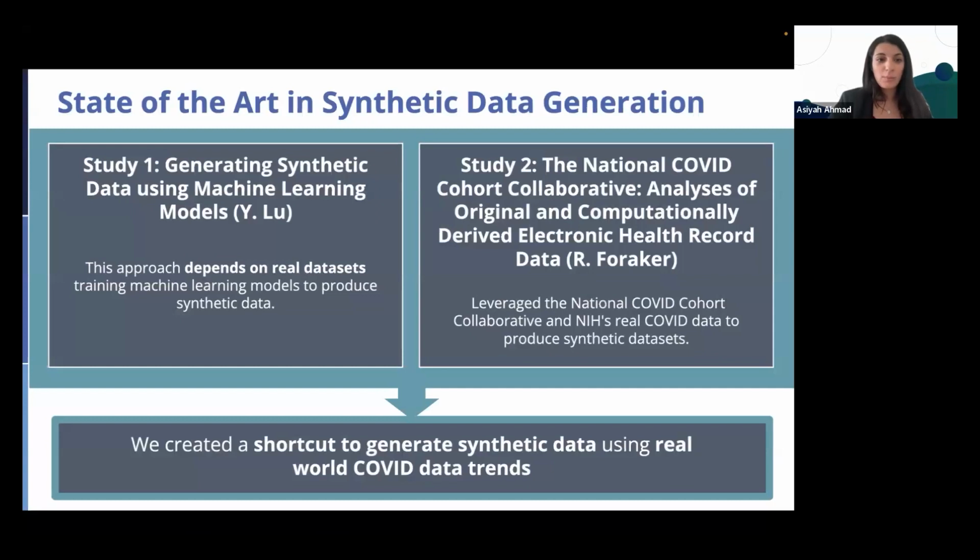So like Rob said, before pursuing our synthetic data generation, we went out and looked at the state of the art and what is currently out there for synthetic data. And the two studies we're going to focus on here is one that generates synthetic data using machine learning models. And what they do is they feed a real-world data set or actual data that they want the synthetic data to mimic into these models, and then they create the synthetic data that way. And then in study 2, they do a similar approach where they have the actual data set there that they use to create the synthetic data set.